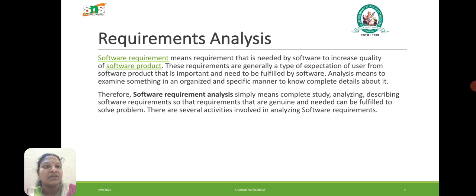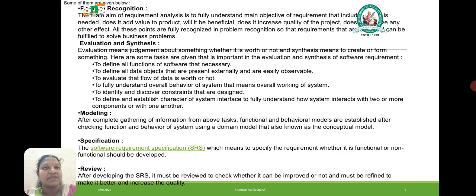Therefore, software requirement analysis simply means the complete task of studying, analyzing, and describing software requirements so that the requirements that are genuine and needed can be fulfilled to solve the problem. There are several activities involved in analyzing software requirements. First one is positioning the problem: recognition, evaluation and synthesis, modeling, specification, review.